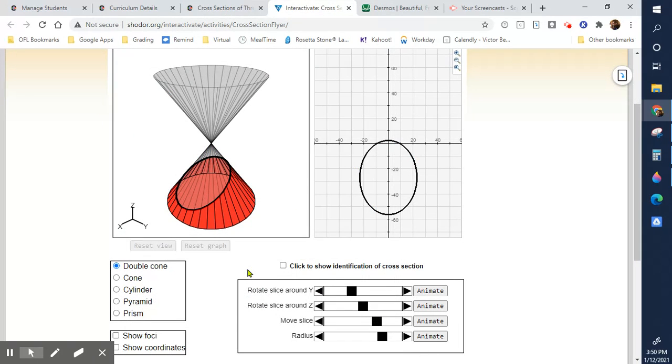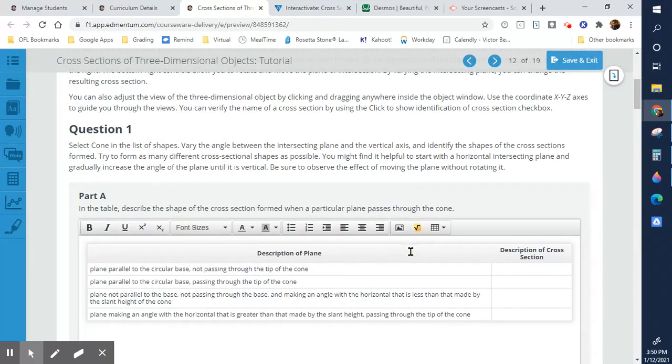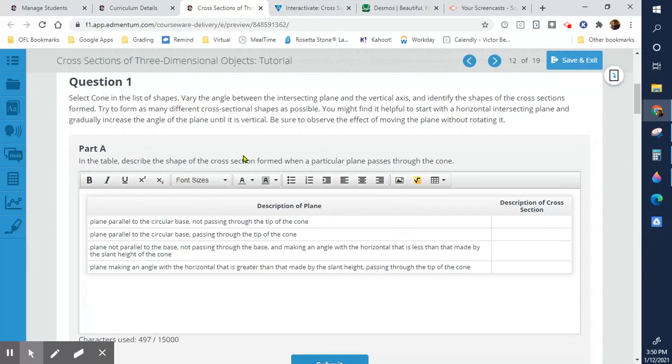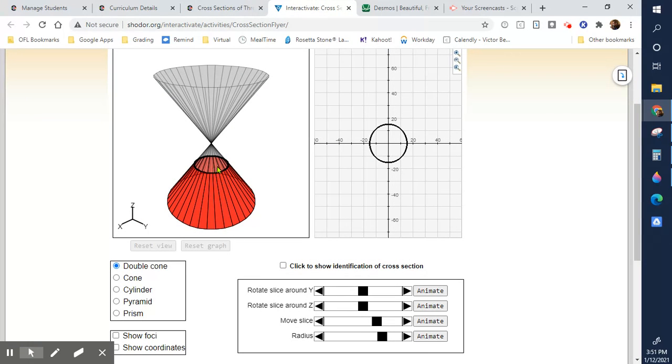So remember how I said conics do all kinds of stuff? And it's actually a double cone that makes the shapes I was talking about. So if I look at this, in the table, describe the shape formed in this particular one. So in this one, I'm going to say circle. A plane parallel to the circular base passing through the tip. So the first one we didn't want through the tip. So now I'm going to want to raise this line up. I believe that's moving the slice. Yep. And we get a single point. So that should be a single point, just one point.